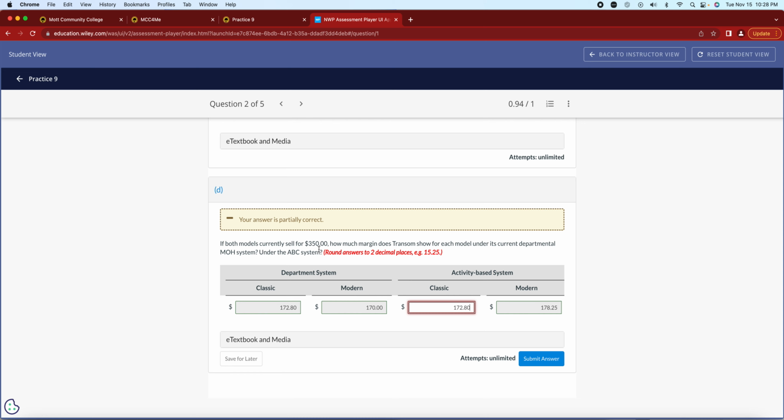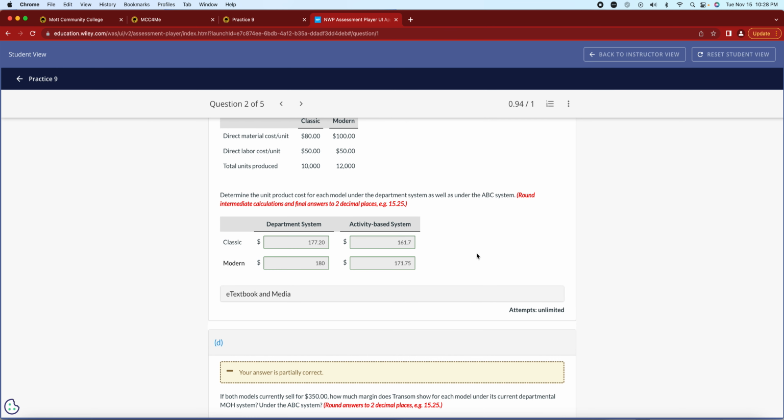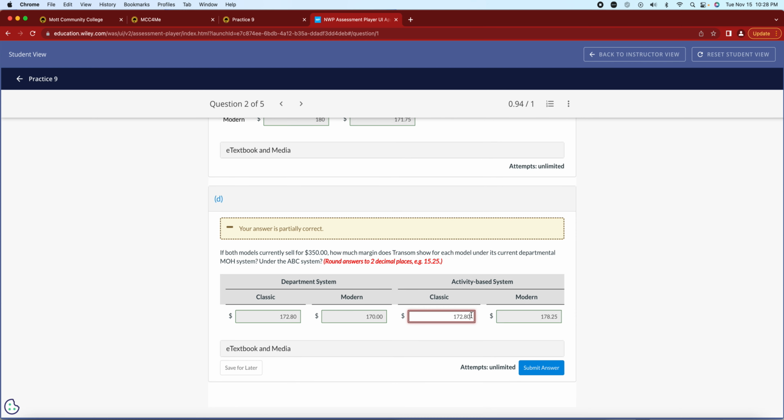Let's see. 350 minus activity base for classic. 350 minus 161.70. 188.30. I just dropped the wrong number in. That's all.